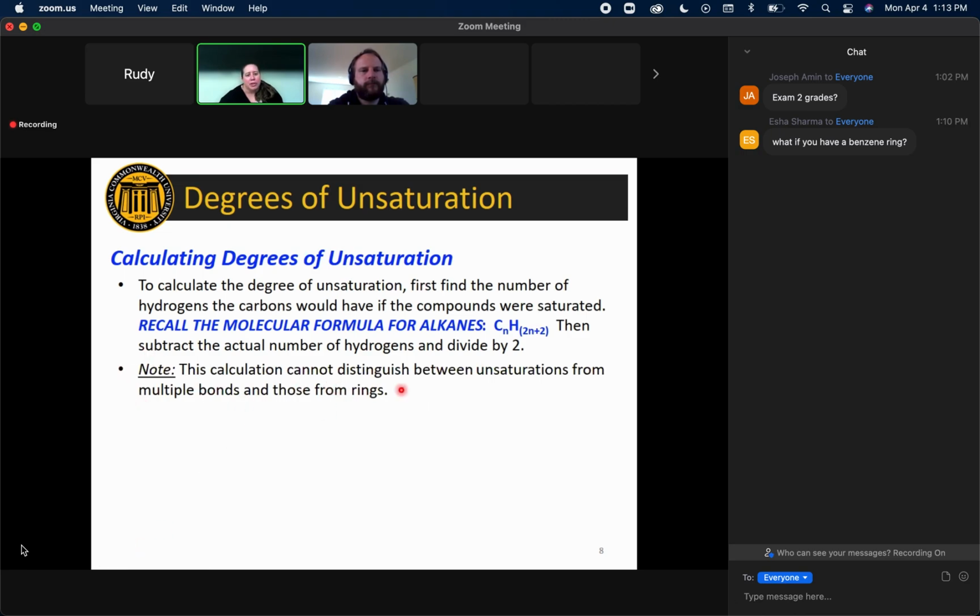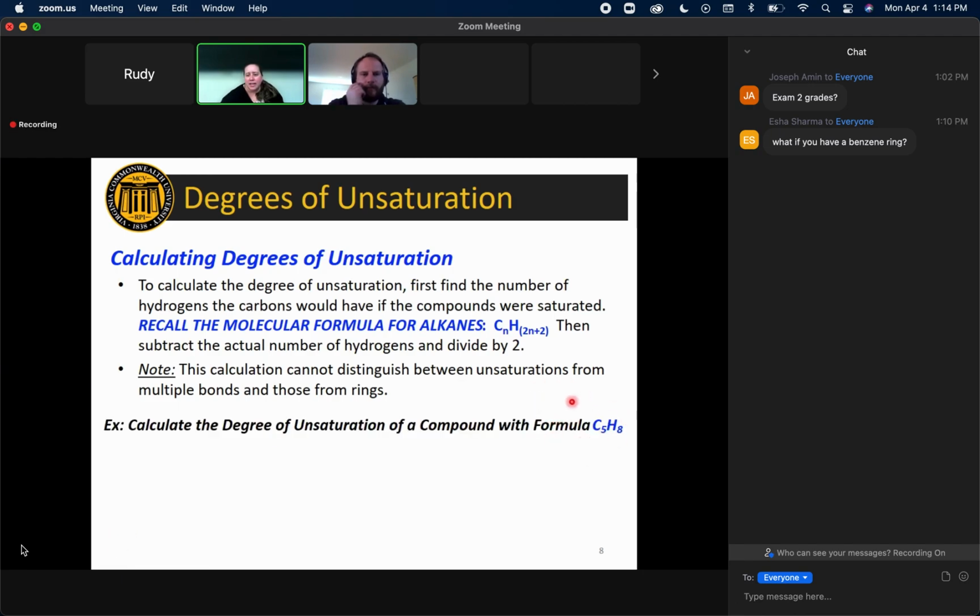Oh, before we do the example, I do want to note, when we are calculating this from a molecular formula, there's no way for us to tell if these degrees of unsaturation come from multiple bonds, pi bonds, or if they come from rings. So we do not have that information from this calculation alone. We would need more structural information or other details.